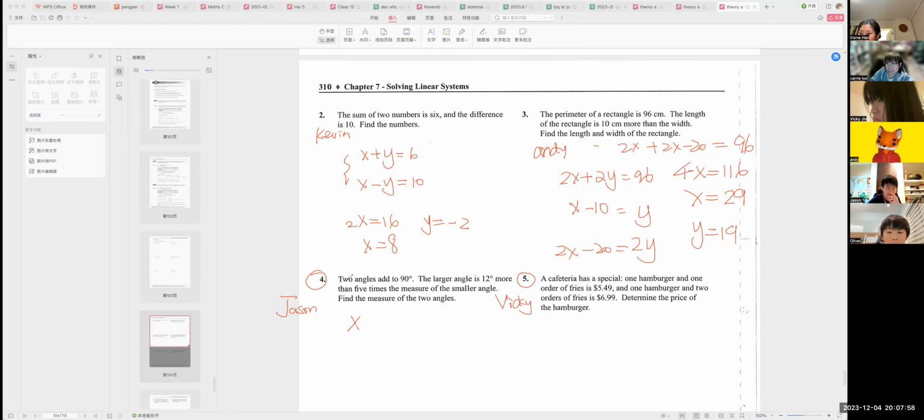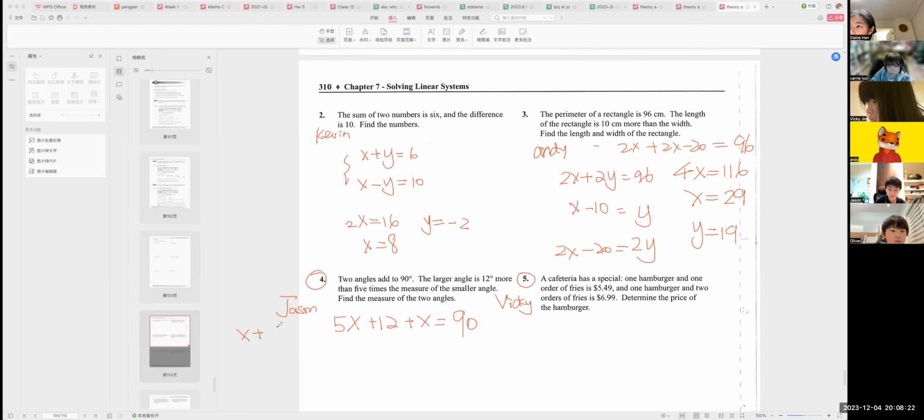你自己听不见你给我声音的吗？I'm sorry. So we had 5x plus 12 and then plus x, which is 6x plus 12. And then we minus 12 on both sides, which is 6x is equal to, equals what? 90.